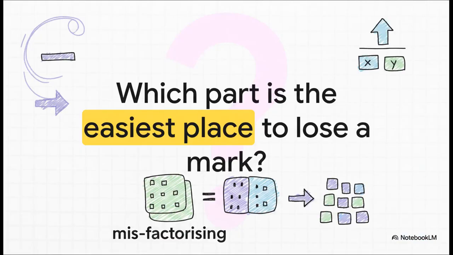So now that you've seen how it's all done, and more importantly, how the marks are given out, I've got a question for you. Where's the weak spot? What do you think is the easiest place to drop a mark on this question? Is it messing up a plus or a minus sign when you're factorizing? Is it forgetting to flip that second fraction? Or maybe not spotting that difference of 2 squares?